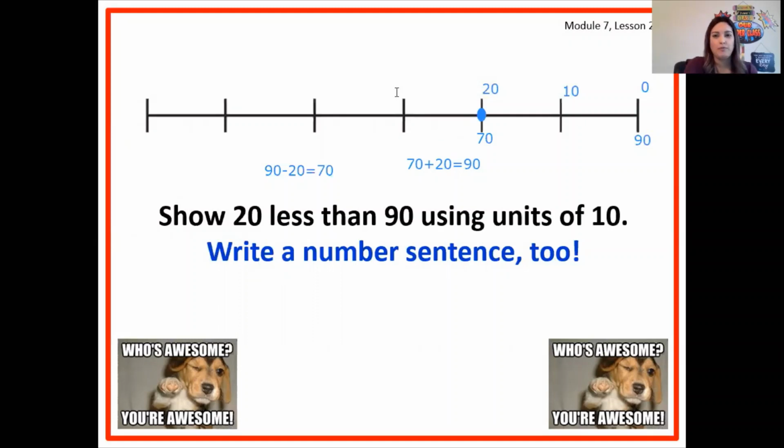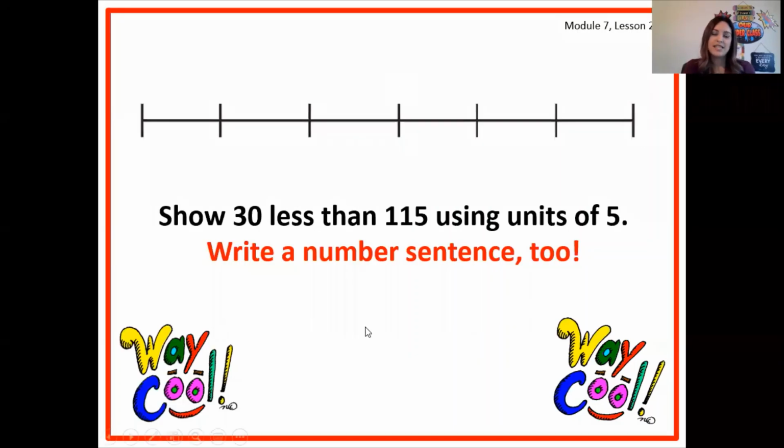Okay, one more before the end of the lesson. Here we go. Last one says, show 30 less than 115 using units of 5. So we have to show 30 less than 115 using units of 5. Write a number sentence too. Okay, so we know we have to show 30 less. What is going to be our starting point? 115. Very good.